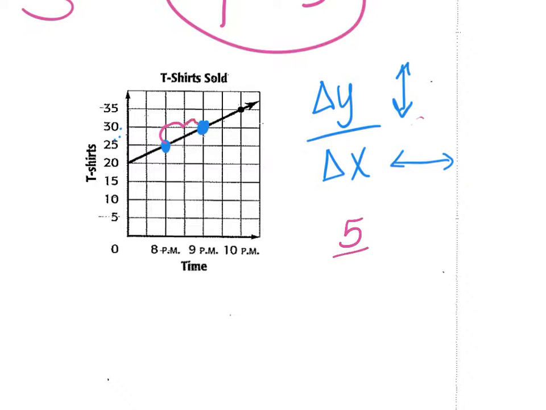And then it went over 2 squares, but when I look at what those 2 squares represent, it went from 8 p.m. to 9 p.m. How many hours is that? It's just 1 hour, but each square is representing 30 minutes. So from 8 to 9, that's just 1 hour. So we're selling 5 t-shirts every hour.